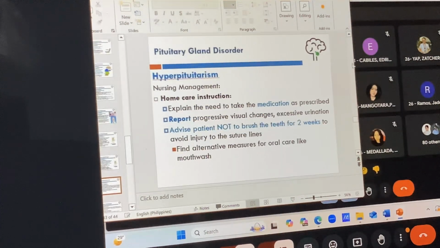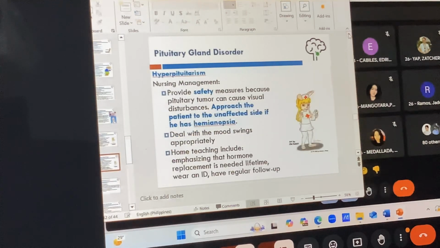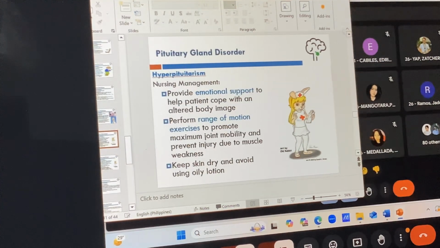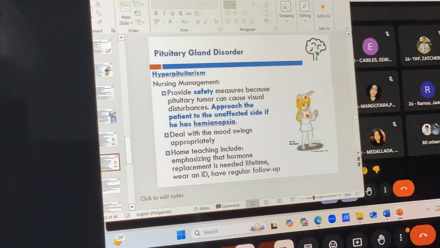Okay, so next, sabi natin, we need to provide the safety measure kasi ang patient natin may visual problem or visual disturbances. So if you're going to care for the patient, so ang gagawin nyo guys, always approach the patient on the side that is normal, hindi dun sa affected side. Kasi how you're going to talk with the patient if the patient cannot see you. So kailangan you approach the patient, you communicate with the patient, and you perform the procedure towards the unaffected side.